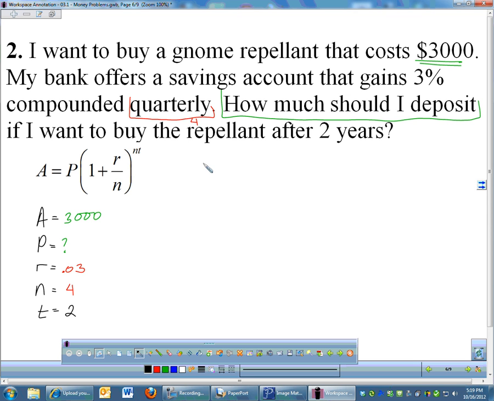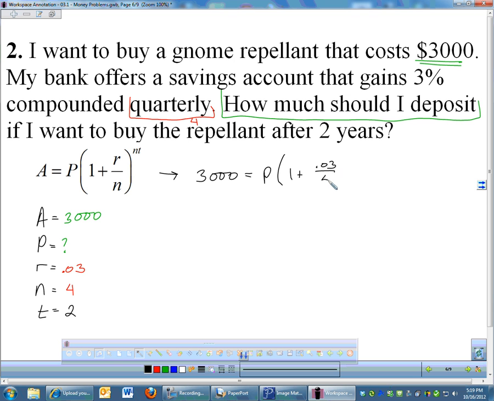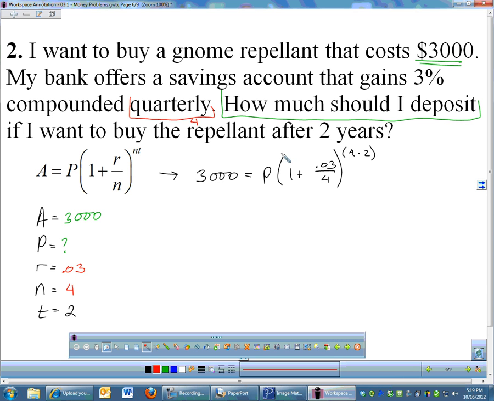So we're going to throw all of this in my problem. So A is 3,000. Notice I've put my variable in a different place this time. P is unknown, 1 plus 0.03 over 4, all to the 4 times 2 power, N times T. And there we go. Now for a problem like this, we need to solve for P, so we're going to do a little bit of cleaning up. What I could do, actually, is go ahead and get the decimal approximation for all of that. 1 plus 0.03 over 4 to the 8th power. So let's punch that in.